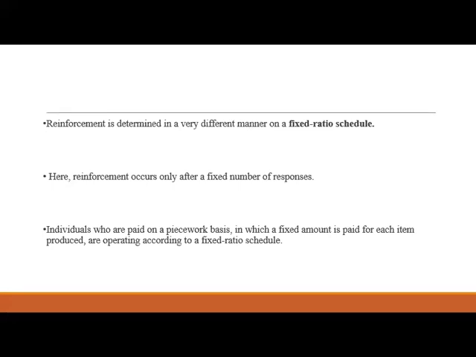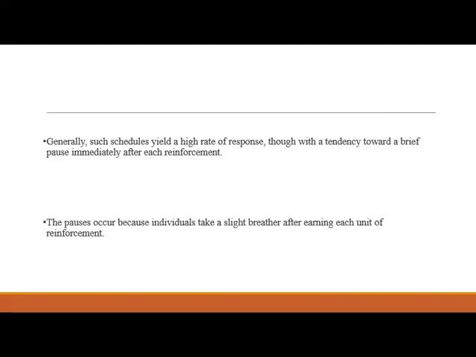Now, next is a fixed ratio schedule. In this, the reinforcement will occur only after a fixed number of responses. Individuals who are paid on a piecework basis, in which a fixed amount is paid for each item produced, are operating according to a fixed ratio schedule. Generally, such schedules yield a high rate of response, though with a tendency towards a brief pause immediately after each reinforcement. The pauses usually occur because the individuals take a slight breather after earning each unit of reinforcement.